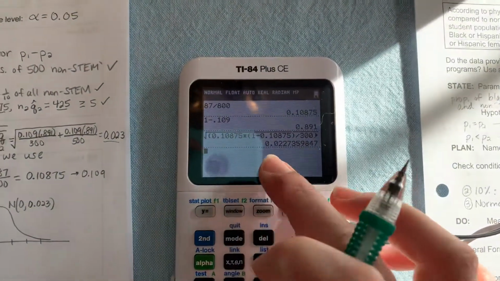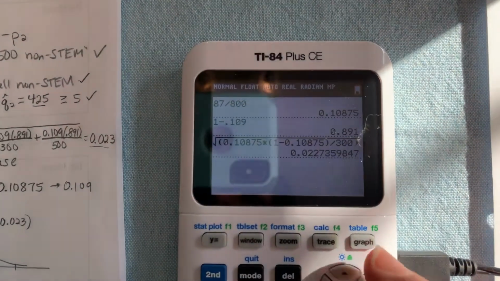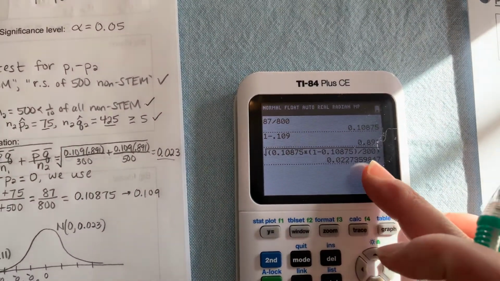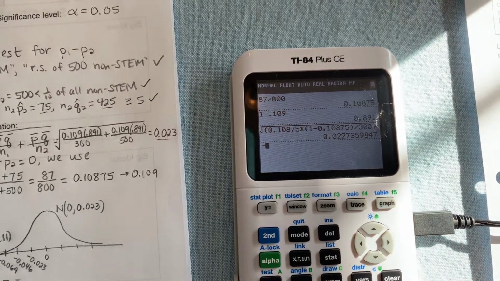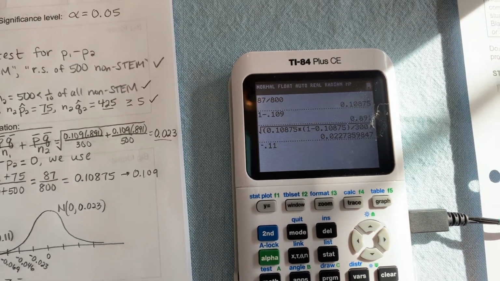So the nice thing is I just calculated what that standard deviation is in my calculator. So I'm just going to go back up and select that when I need it. For the numerator, I need negative 0.11. You can write minus 0 if you want to.